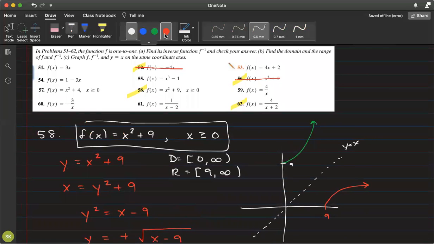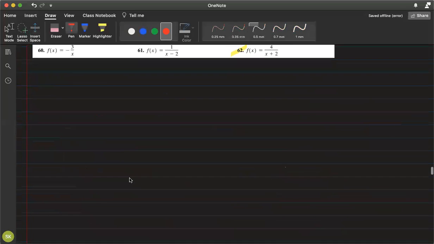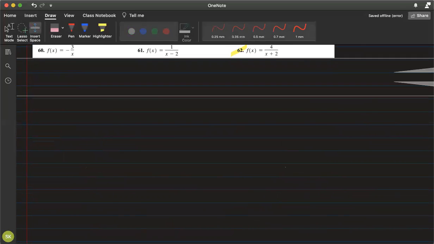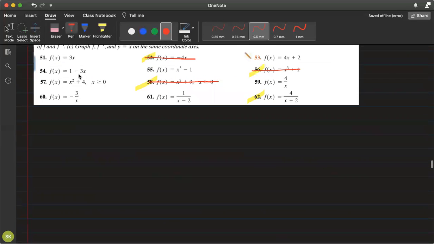Okay, so we've done this one now. Let's look at one more, and I tried to choose a problem that was a little complicated. We haven't done a whole lot with fractions, so let's try that. Okay. So this is problem 62, and we're given that f of x is equal to 4 over x plus 2.